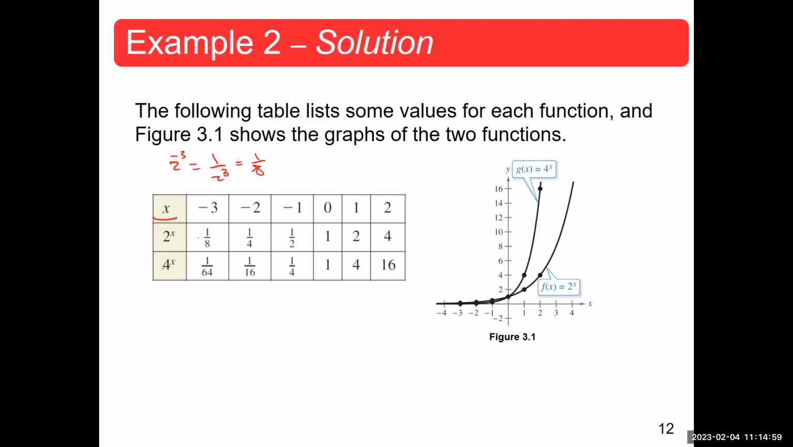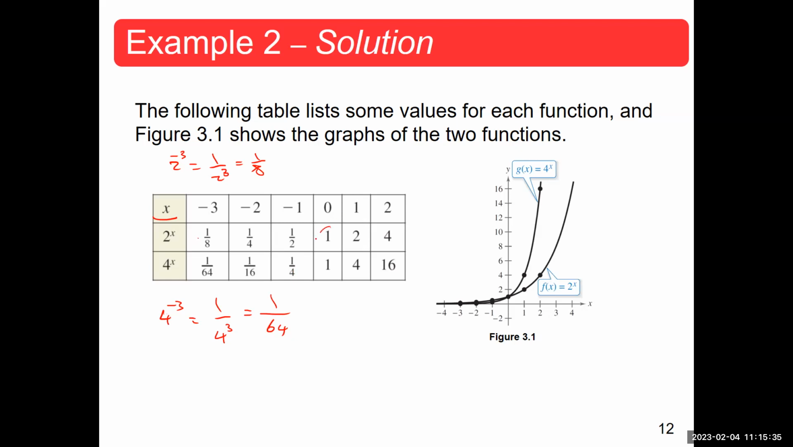For 4, you say it become 4 to power negative 3 is equal 1 over 4 to power 3. Well, how much is 4 to power 3? 4 times 4 is 16, times 4 is 64. Same thing in here. 2 to power 3, we got 8. So that's the reason we got here 1/8, and here 1 over 64. When you go to negative 2, you get 1/4, 1/16, then half, and 1/4.